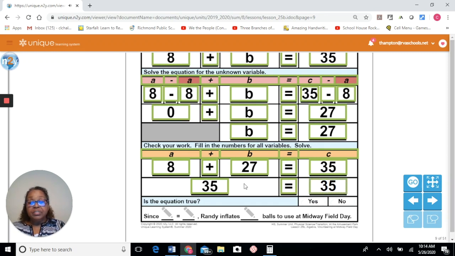So now on this side of the equation, we have 35, and on this side of the equation, we have 35. They're the same. The equation is now true. So is the equation true? Yes. The equation is true.